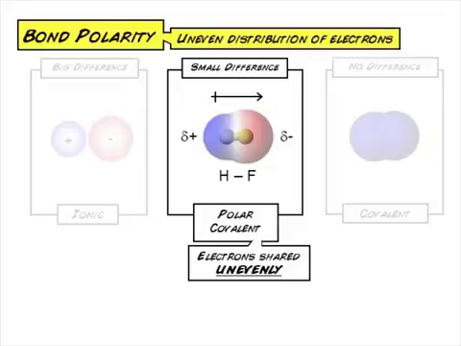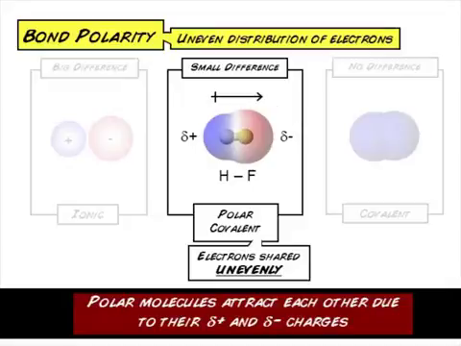We can also use the delta positive and delta negative signs. Delta simply means a small change in the overall charge, or a partial charge. The hydrogen has given some of its electron density to the fluorine, which means the fluorine has a partial negative charge, leaving the hydrogen with a partial positive charge. Polar molecules are able to attract each other due to these delta positive and delta negative charges. The partial positive charge on one molecule is attracted to the partial negative charge on another molecule, and vice versa.